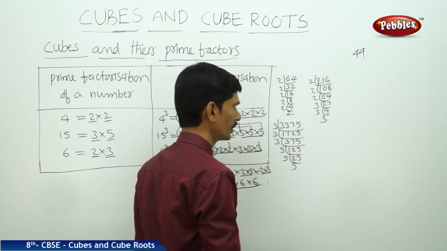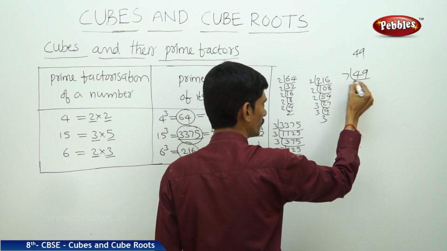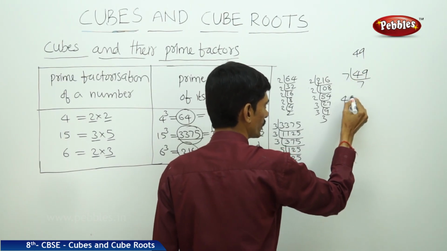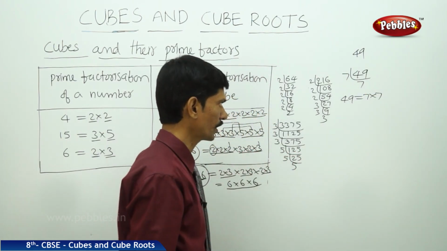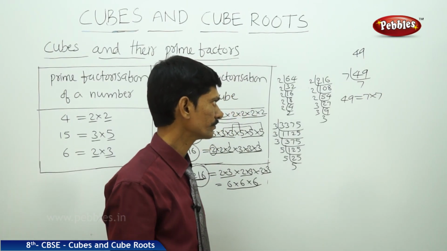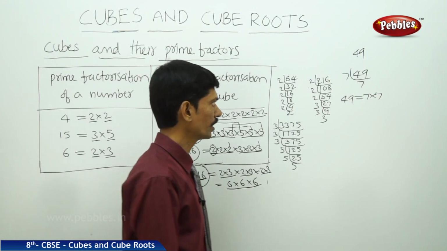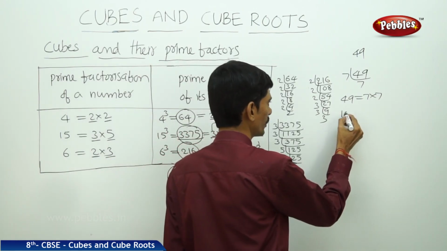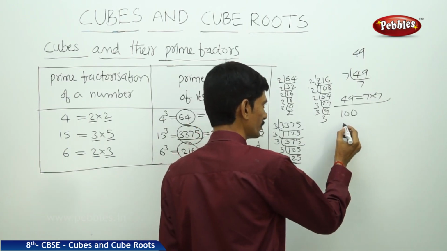Now let us check whether 49 is a perfect cube or not. First we will factorize 49. When you factorize 49, we get 7 7s are 49. So 49 can be written as 7 into 7. So it is written as the product of only 2 equal factors. So it is not a perfect cube, but we can say that it is a perfect square. Now let us see another number, 100. Is it a perfect cube? Now let us see the factorization of 100.